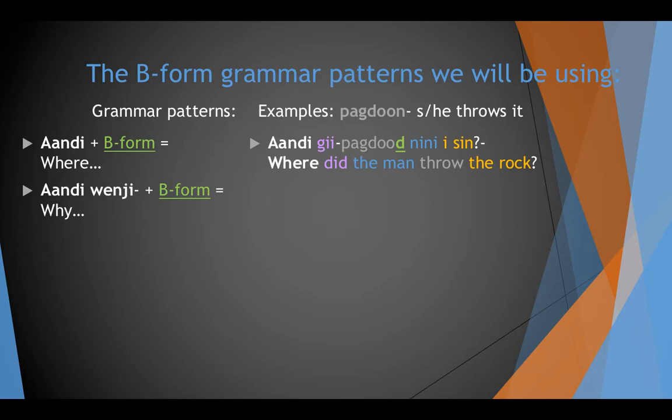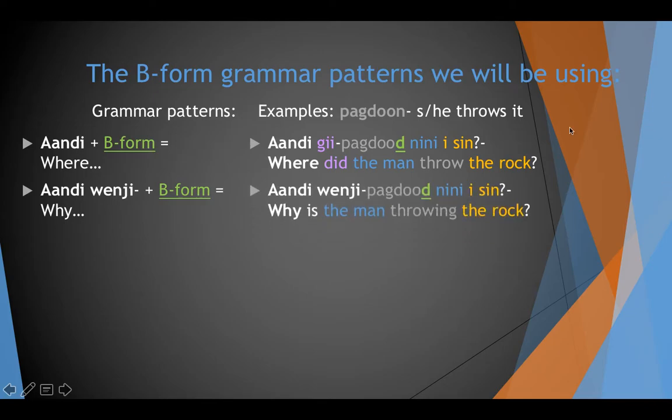Next is our grammar pattern ondewenje plus B form, and that means why. It's important to take note that when you see a grammar pattern with a dash after it, that means our verb takes place right after that dash. Sometimes we can put words in between our adverbs and our verbs. For this one, you have ondewenje, it goes straight into the verb. So keep note of that. So we've got ondewenje pugdot ninisinin. Why is the man throwing the rock? And that's all color coded there for you to illustrate what everything means and the order.